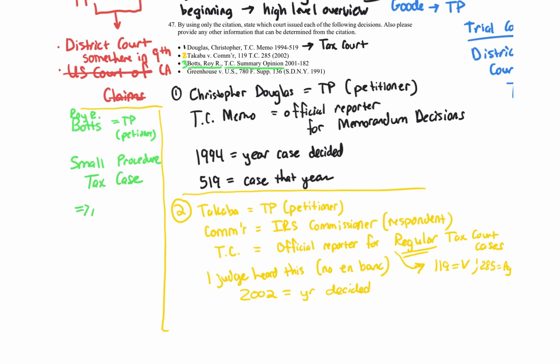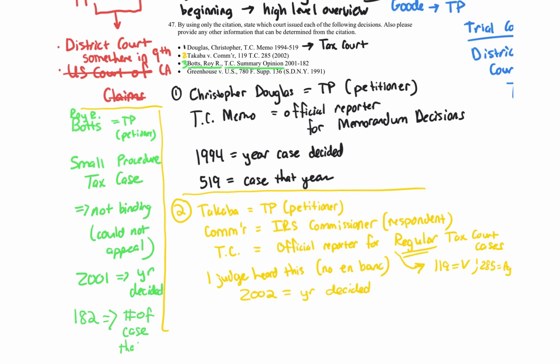And it's not binding on anyone other than the taxpayer. Also, they could not appeal. We know that. They could not appeal. You know that from the citation. So that's going to be the end of this. That's the last stop. Now, the 2001, it's very similar to the TC memo. It's the year decided. And 182 equals the number of case that year. So very similar.